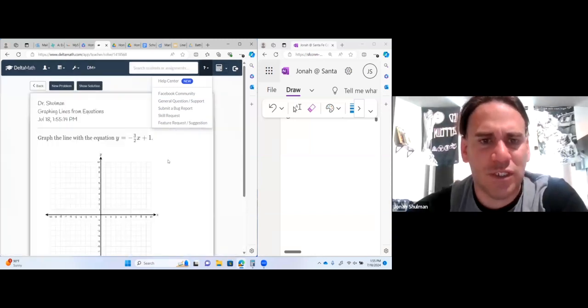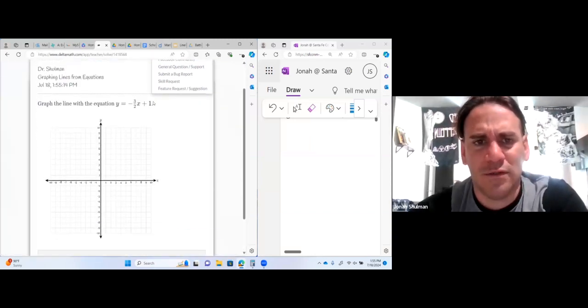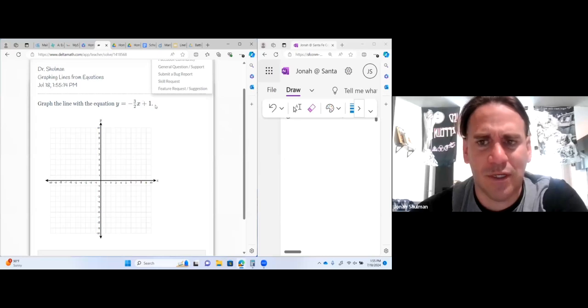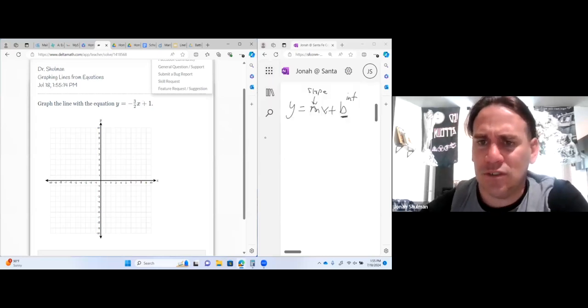Graph a line from an equation. All right, so the intercept is 1. That's where we start. We start at the bottom, now we're here. This is how you can show your students y equals mx plus b. So this is where we start.